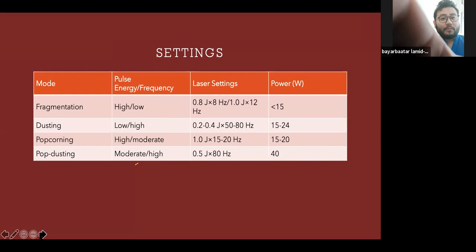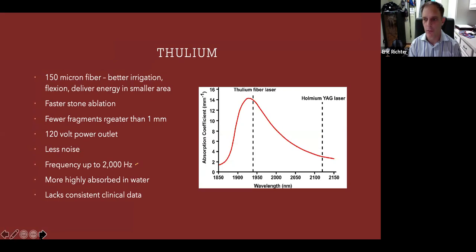Next. I'm just going to briefly talk about the thulium laser, just so you're aware of it. It works at a slightly lower wavelength, and I guess that gives it a better absorption of that higher water coefficient. One of the advantages is it can use a 150 micron fiber as opposed to the 200, and that allows better irrigation and also flexion of your ureteroscope, especially if you're in a lower pole calyx. It's thought to work faster. It's thought to have fewer fragments greater than a millimeter.